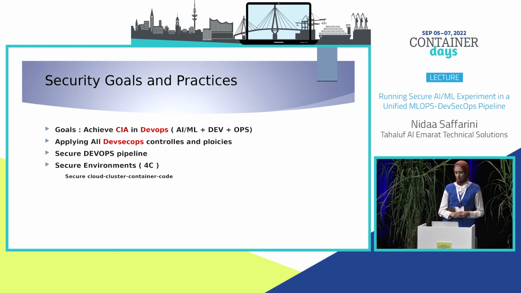In DevOps, we can apply DevSecOps controls and policies on the DevOps pipeline. And we have a concept called the 4Cs for a secure environment, as we use cloud, cluster, container, and code. So we need to make them secure. We have these secure 4Cs or use DevSecOps control policies. I mean, both. We have both principles and we apply them.